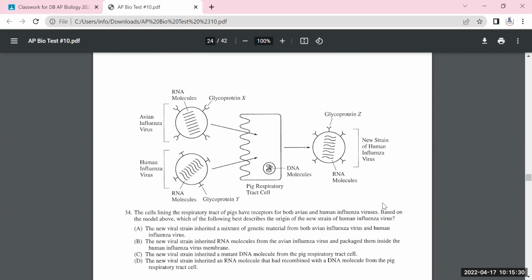The cells lining the respiratory tract of pigs have receptors for both avian and human influenza viruses. Based on the model above, which of the following best describes the origin of a new strain of human influenza virus, right? Essentially, this is how a lot of viruses originate.